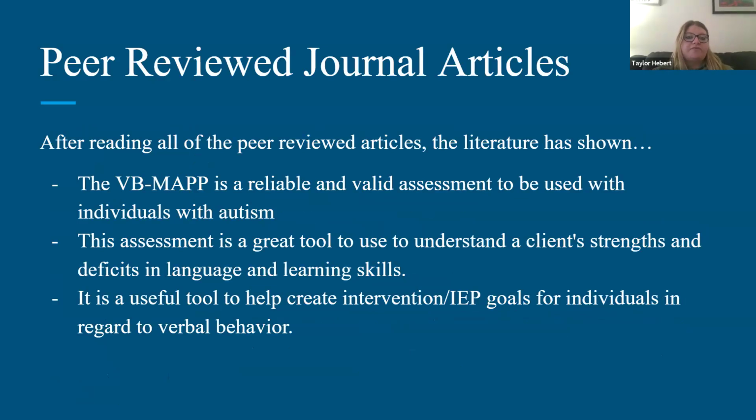For some peer-reviewed journals, after reading all of the literature, it was shown that the VB-MAPP is a reliable and valid assessment to be used with individuals with autism. This assessment is a great tool to use to understand a client's strengths and deficits in language and learning skills, and it is a useful tool to help create intervention IEP goals for individuals in regards to their verbal behavior.